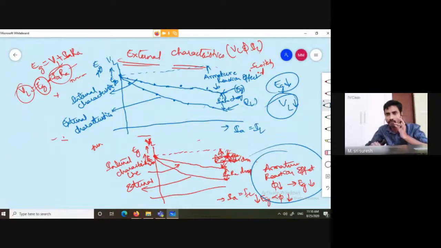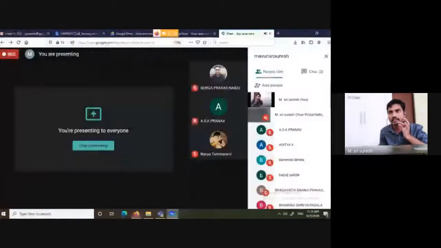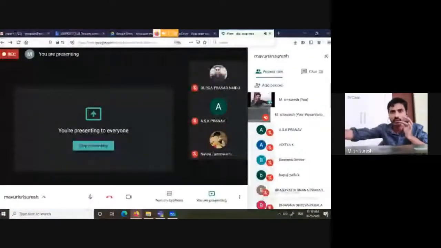Now we have completed one generator's characteristics. In the next class we will see the remaining generator characteristics. I hope you understood this topic.